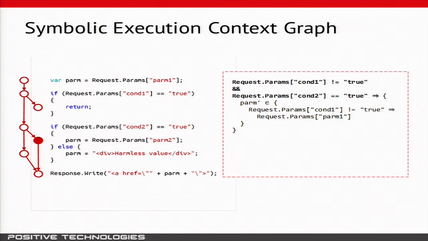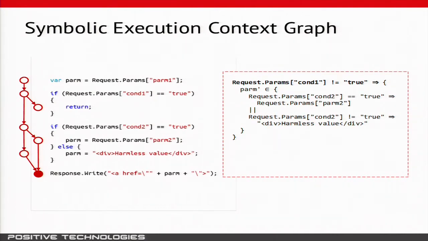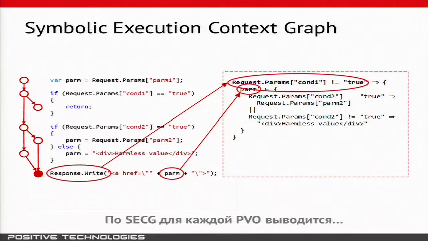Look, there are two conditions. We must not get to return, but we must get here. And then the negation of the first condition to get here. So in this point, we get a very interesting picture. This point is achievable only if the return does not execute. And here, parm, we have two possible values. This under that condition or that. This is the context graph.